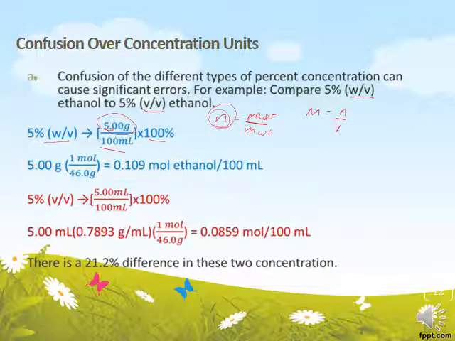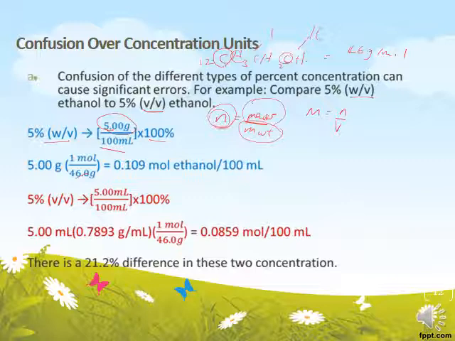We had the information on mass, which is 5 gram, and to find molar mass, we have to look at the periodic table. Now the formula for ethanol is CH3CH2OH. So the atomic mass for carbon is 12, hydrogen is 1, oxygen is 16. So 12 plus 3 plus 12 plus 2 plus 16 plus 1 will give you 46 gram per mole here.